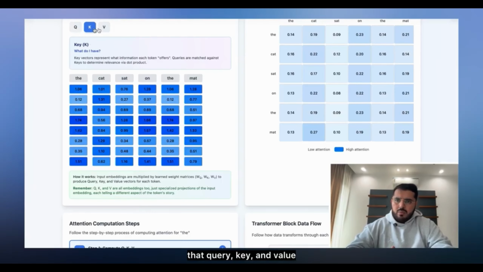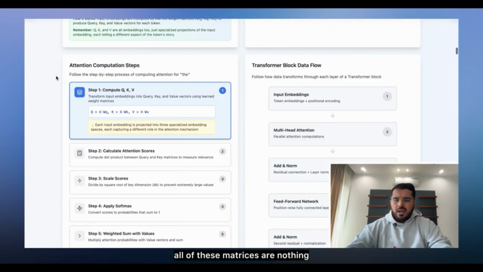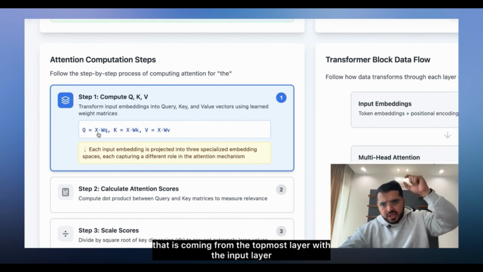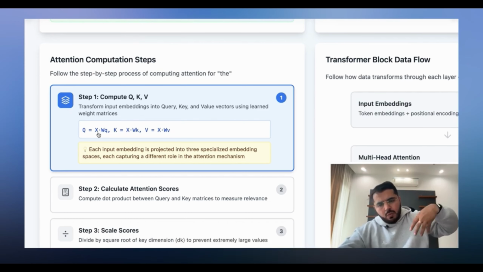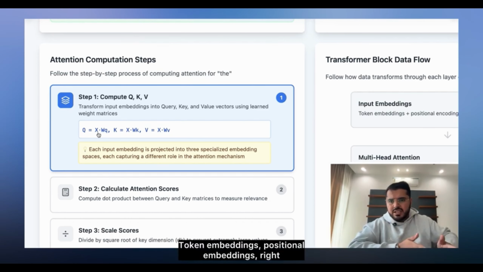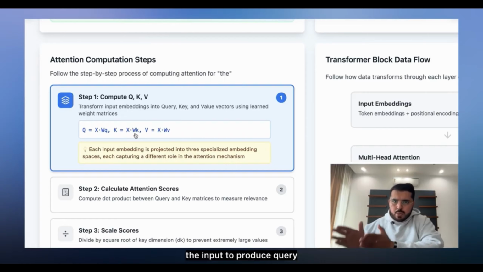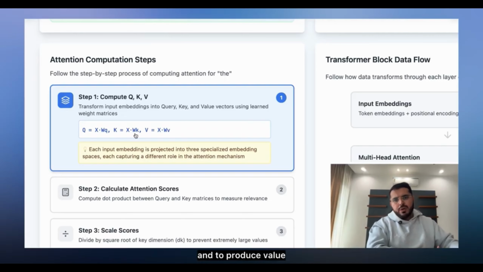Query, key, and value, all of these matrices are nothing but learned weights, right? So their learned weights are represented by WQ, WK, and WV. If I multiply my input, X is my input, that is coming from the topmost layer, with the input layer. What is input? It is nothing but embeddings. What kind of embeddings? Token embeddings, positional embeddings, right? All of these matrices get multiplied with the input to produce query, to produce key, and to produce value, right?